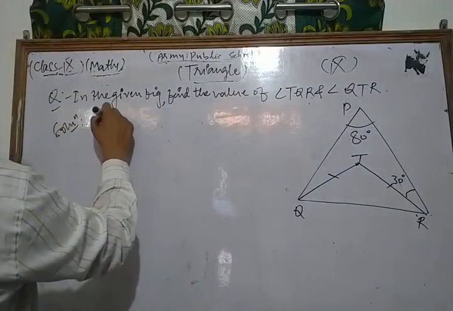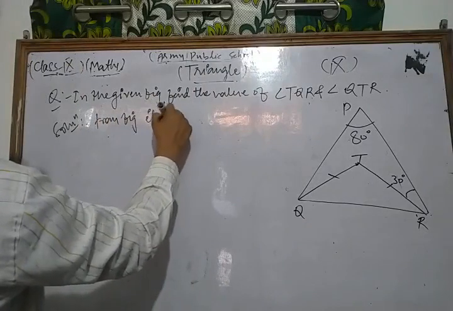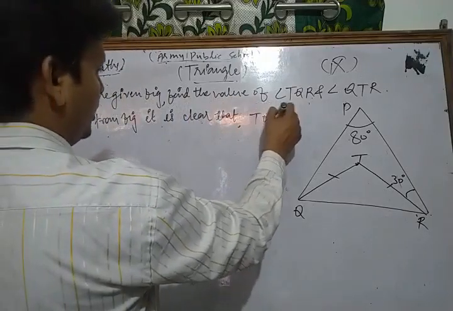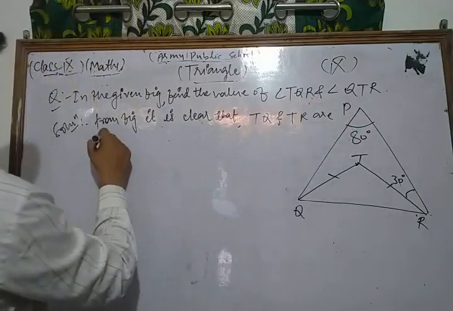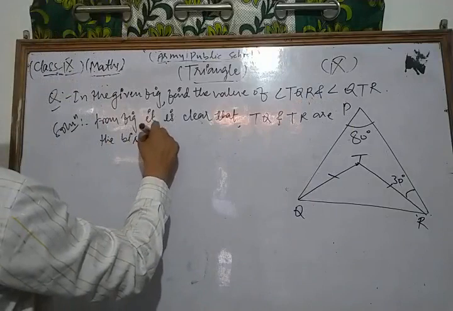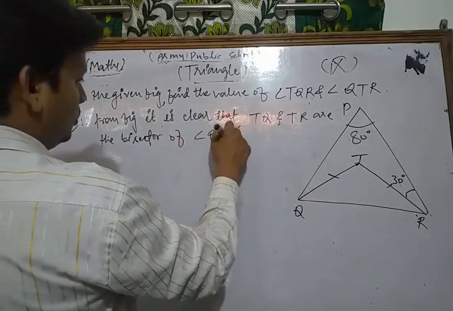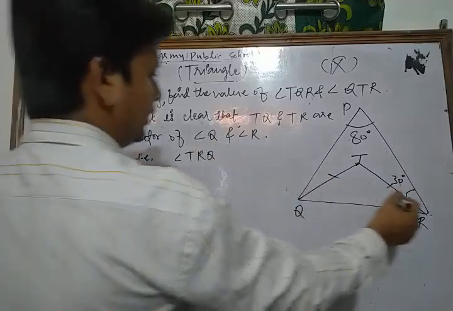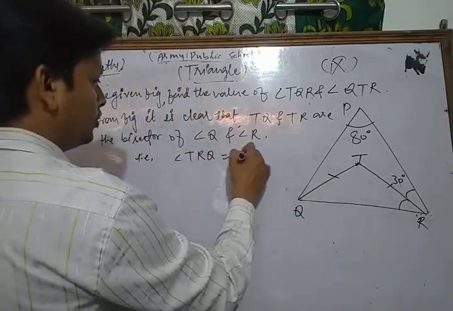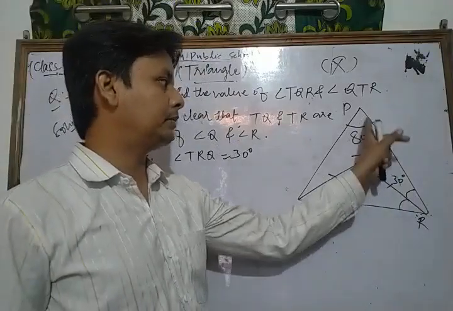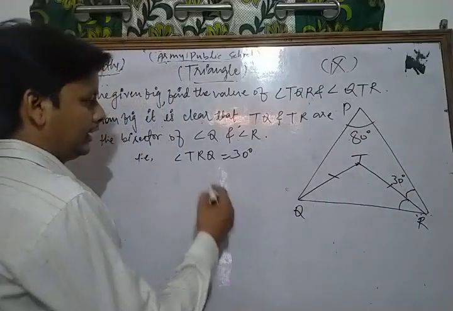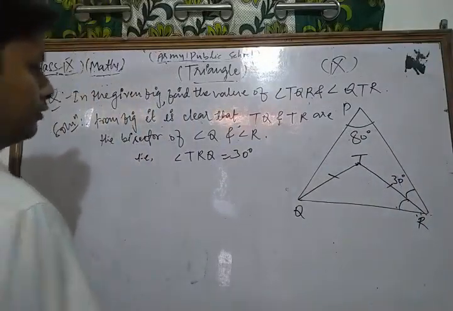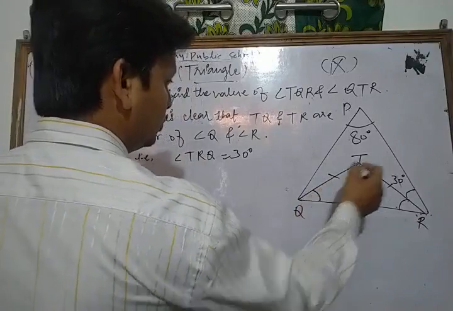From the figure, it is clear that TQ and TR are the bisectors of angle Q and angle R. Angle TRQ is also equal to 30 degree, because this angle PRT is 30 degree, and then angle TRQ is also equal to 30 degree, because this is the bisector of angle R. Now we have to find angle TQR and QTR.